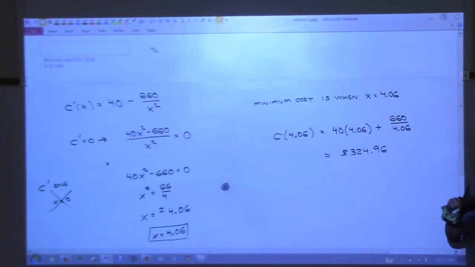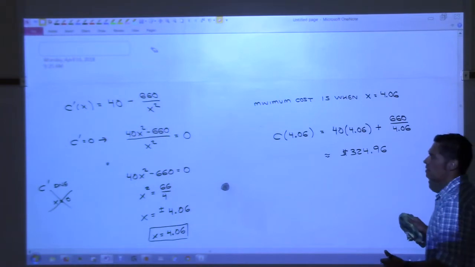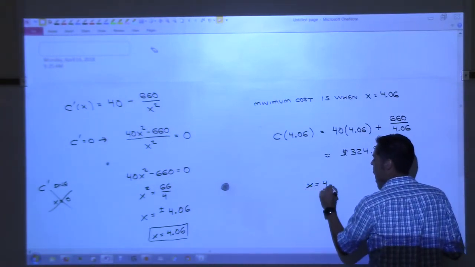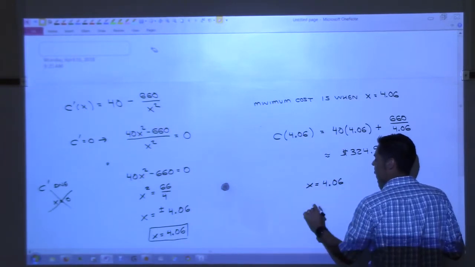Now, one addition, we've answered the question, haven't we? Yes. What? Oh no. What was the question? How should I build it, right? This doesn't really tell me how to build it, it just tells me what the minimum cost is. Yeah, that was the question. So I would like to know the dimensions, right? Okay, so this gives me what the minimum cost is. To find the actual dimensions, what I know is that x has to be 4.06. Do I know what y is?